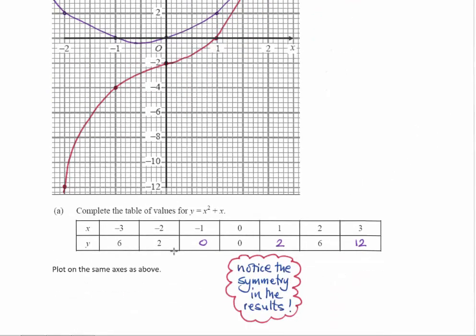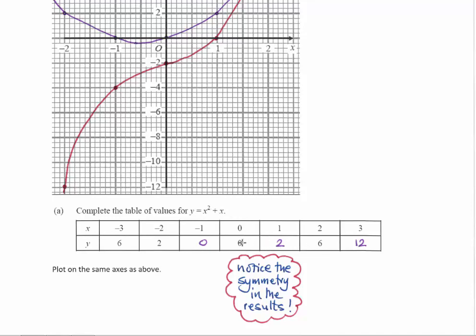Now in this table you've got the same kind of idea, but now you've got a different function, a different equation of a line. It says y equals x squared plus x. So when x is 3, y will be 3 squared plus 3. 3 squared is 9, plus 3 is 12. When x is 2, y will be 2 squared, 4, add 2, 6. When x is 1, 1 squared plus 1, 2.